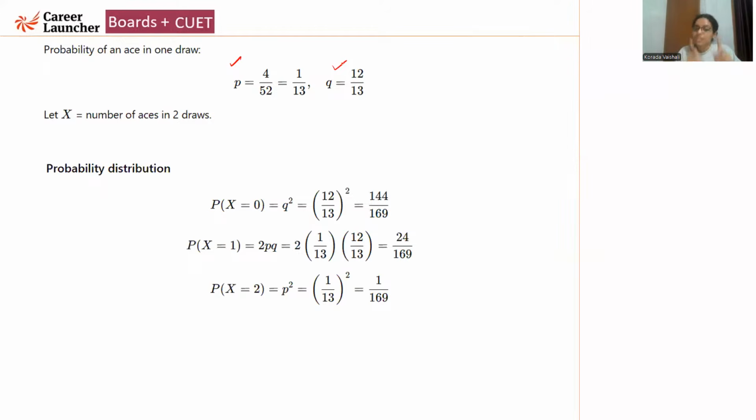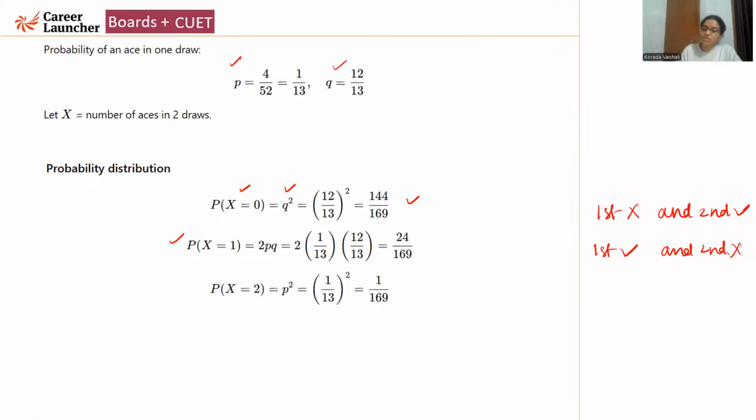Now, according to the cases I have defined, कि अगर मुझे कोई ace नहीं मिला, so it means it is simply the case of failure, which is Q square, right? So Q square, it will give you 144 by 169. What if मुझे एक मिला? अब वो कैसे हो सकता है? या तो फर्स्ट चांस में आपको नहीं मिला बट सेकेंड चांस में मिल गया, या फर्स्ट चांस में मिल गया एंड सेकंड चांस में नहीं मिला.